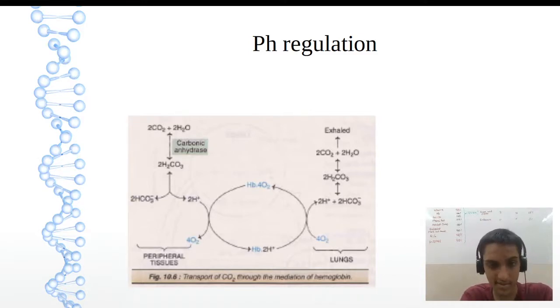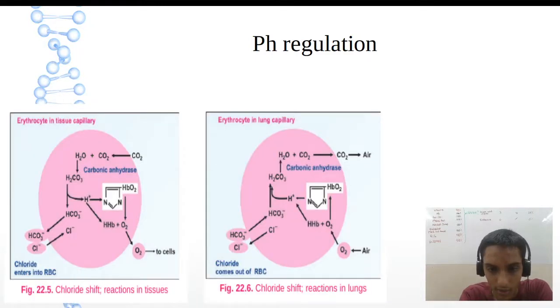That's the point. Now, we need to remember the chloride shift. The first diagram is more important here than the second. So what is the chloride shift? It is the entry of chloride into the RBC and the release of bicarb ion to maintain electrical neutrality. Why neutrality? Positive and negative, won't they become neutral together? Right. So let us see how it happens.